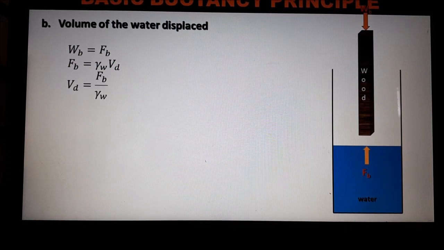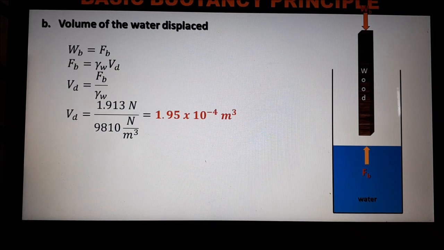So the volume of the water displaced is equal to the weight of the block, which is also equal to the buoyant force, all over the specific weight of the water. Substituting the values, the volume of the displaced water is equal to 1.95 times 10 raised to the negative 4 cubic meter. It shows that the volume displaced is less than the volume of the object, so it means that the object is partially submerged in water.